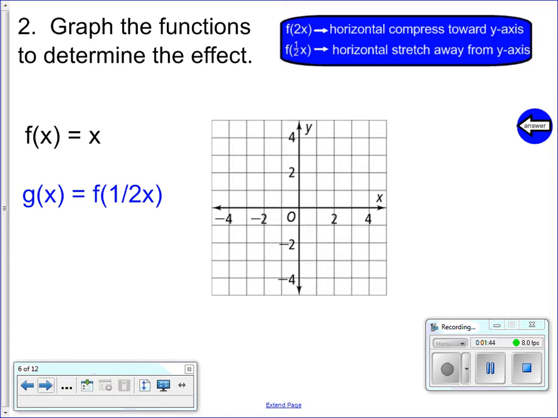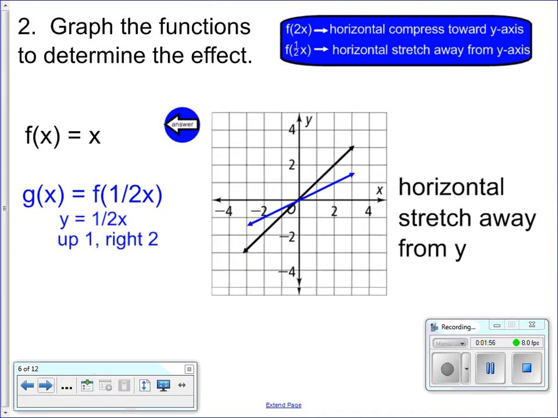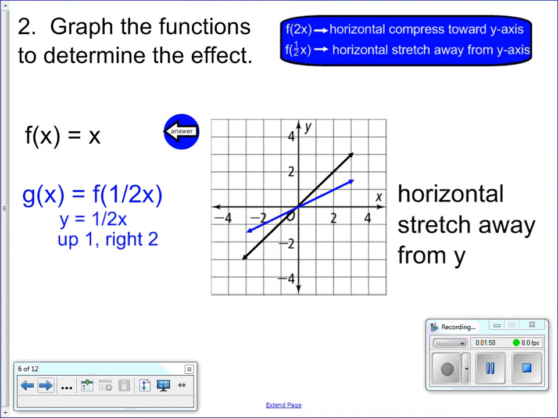Let's try this one. Again, we have f of x equals x, that's the parent graph. Notice that the 1/2 is on the inside, so think of it reading like that. y equals 1/2 x, so that means we start at 0, 0, and go up 1, right 2. See how the blue line is stretched away from the y?